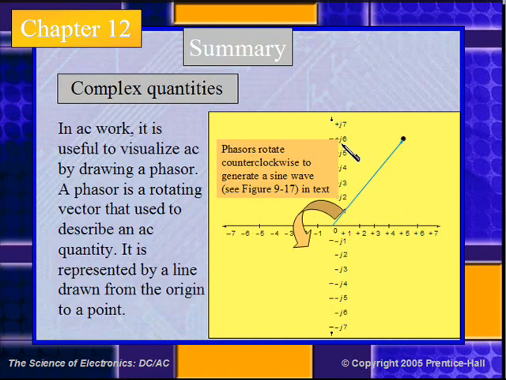In AC work, it is useful to visualize AC by drawing a phasor. A phasor is a rotating vector that is used to describe an AC quantity. It is represented by a line drawn from the origin to a point. So if I was to draw that vector, I would just start at the origin, which is the 0, 0, and go up. And the phasor rotates counterclockwise, and that would generate a sine wave.